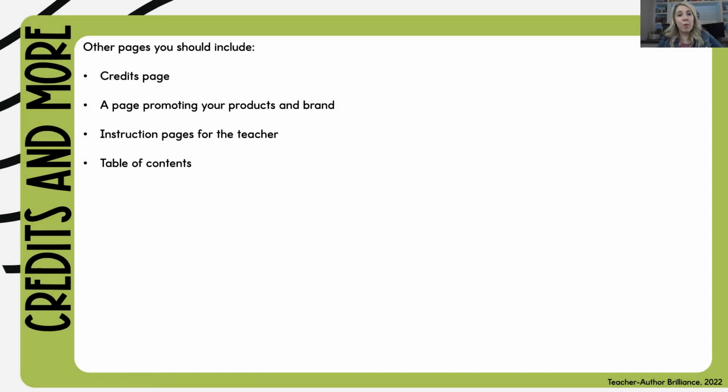Now that we've gone over what a brilliant preview should look like, what other pages should you include in your product? You should have a credits page, a page that promotes your product and brand, an instruction page for teachers or multiple instruction pages, and a table of contents. Occasionally, a table of contents isn't needed, but it is nice to have on those products when it is needed.